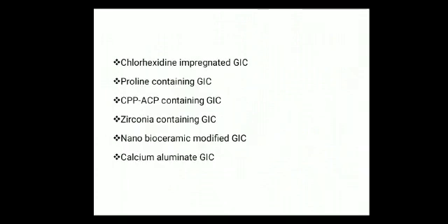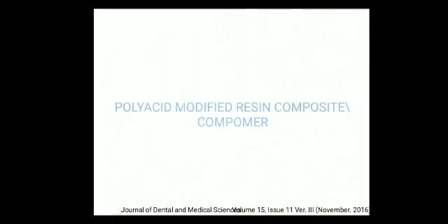Recent advances in GIC are compomers, condensable or self-hardening GIC, flowable GICs, bioactive glass, fiber-reinforced GIC, geomers, amalgamers, ionomers, chlorhexidine impregnated GIC, proline containing GIC, CPP, ACP containing GICs, zirconia containing nanobioceramic modified GICs, calcium aluminate GICs. Now coming to compomers, polyacid modified resin composite.